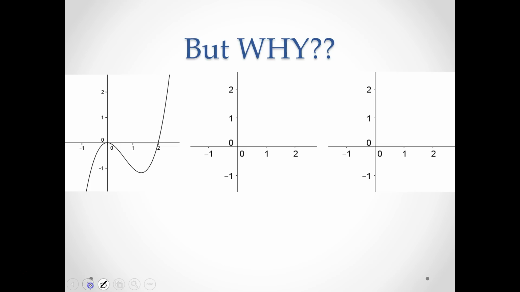So let's see here if we can draw some graphs and see why that is. Why? Well, let's take a look at this, and we'll try to draw f prime of x, and we'll try to draw f double prime of x, and we'll see what's going on. So f prime of x is just the slope of our initial function.